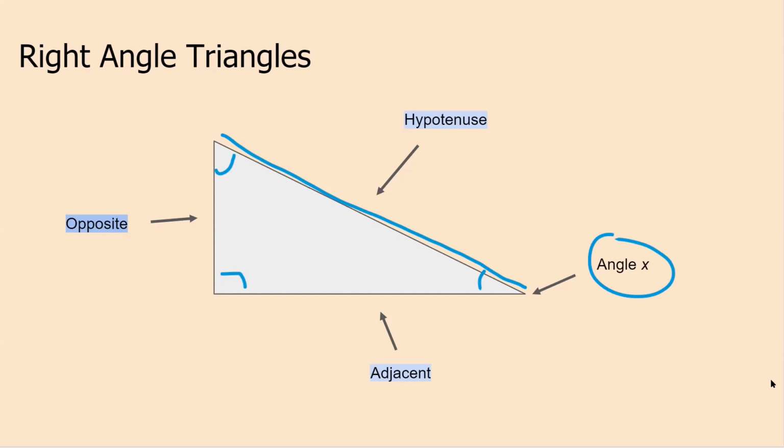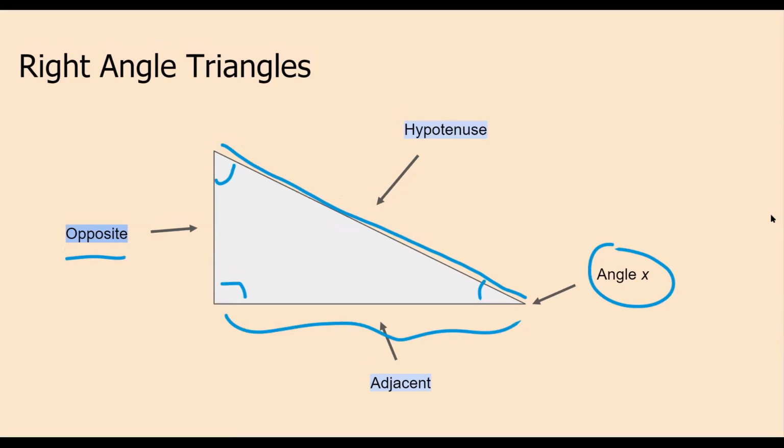The side opposite of angle X is given a name too. It is called the opposite side. Wow, we're lucky, it's easy to remember. Now the side that's beside angle X, the last remaining side, is called the adjacent side.